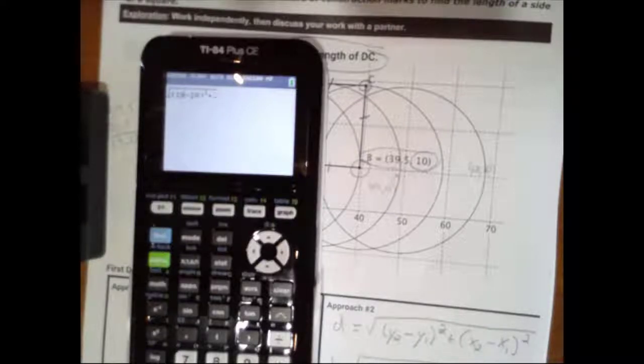So this part's simple. Now this other part gets a little bit more complex, but the calculator's going to do all the work. Let the calculator work it. 20.5 minus 39.5. I end my parentheses and do squared. Now, you don't need the fancy graphing calculator I have in front of me to do this. You can do this completely on your scientific calculator. It'll handle this. That's no problem.